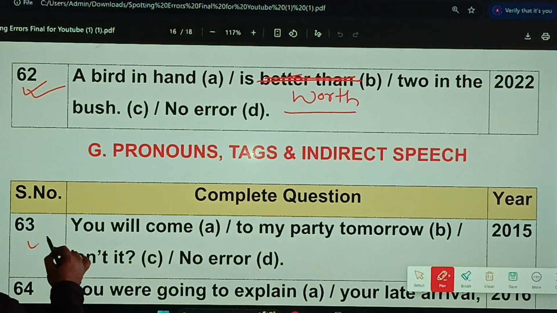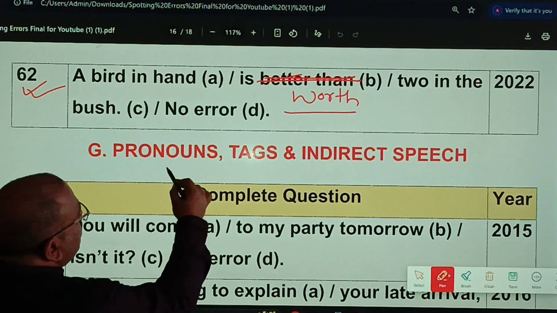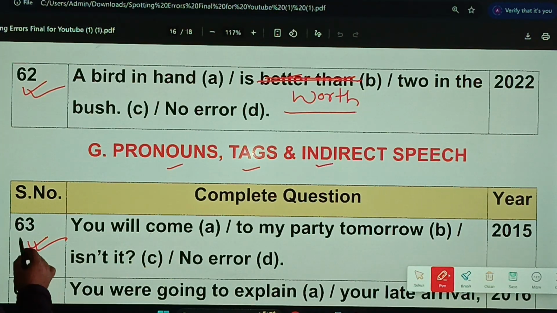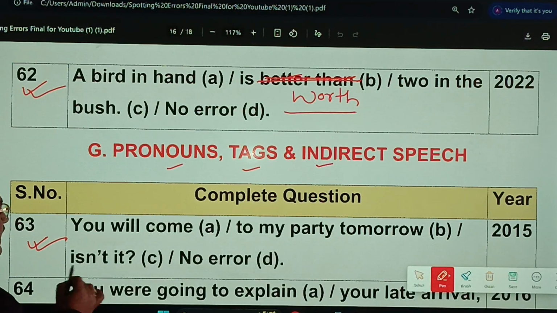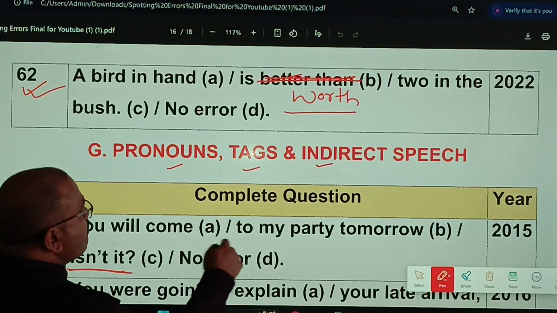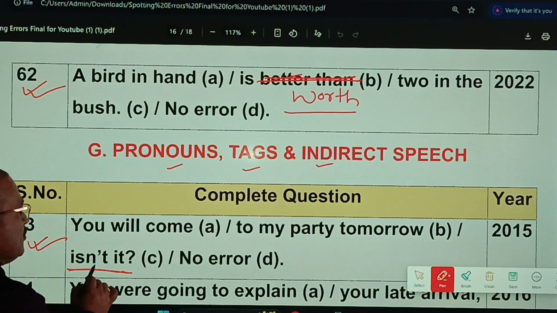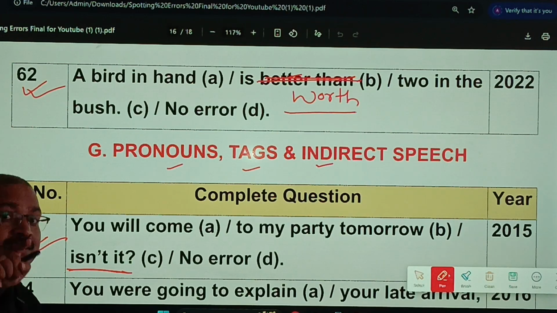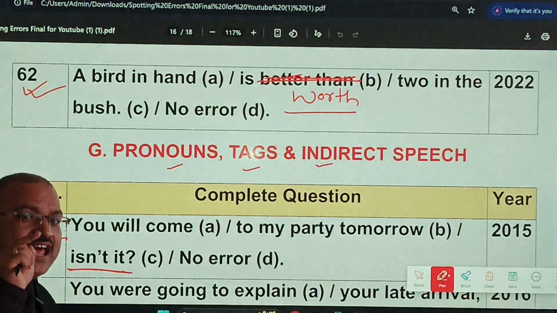Now question number 63. Questions from pronouns, tags or indirect speech. Let us see. Question number 63. You will come to my party tomorrow, isn't it? Now, isn't it? What type of sentence? This is a sentence with a question tag. See the polarity. Polarity is what? You will come to my party. Polarity is positive, so the question tag will be negative. Now check the tense, check the helping verb.